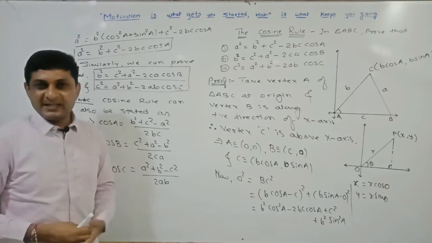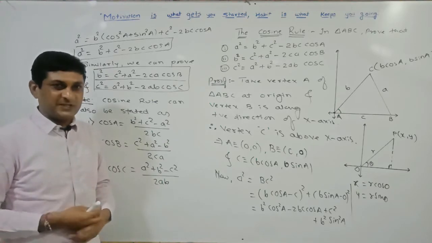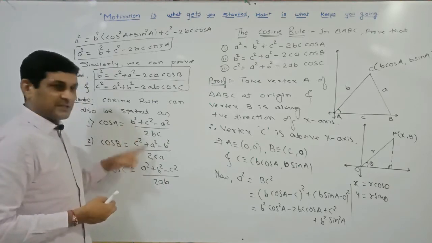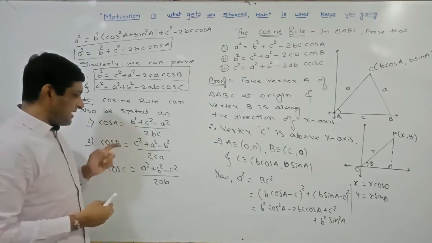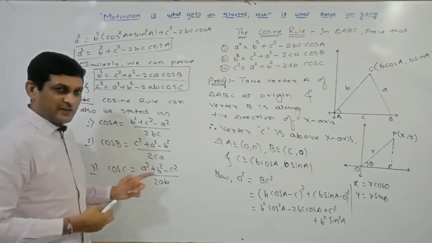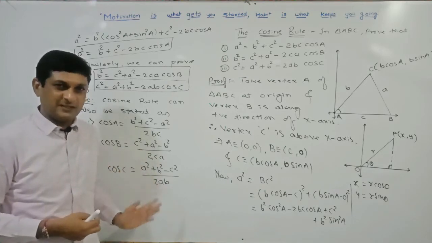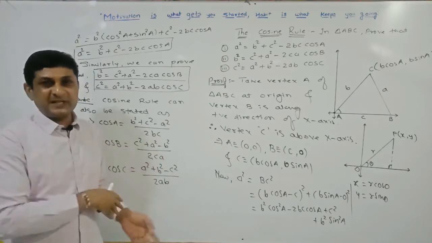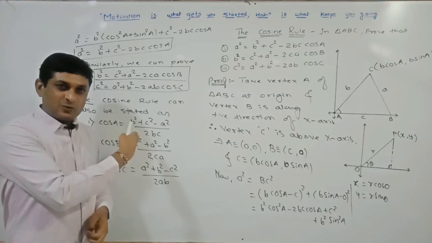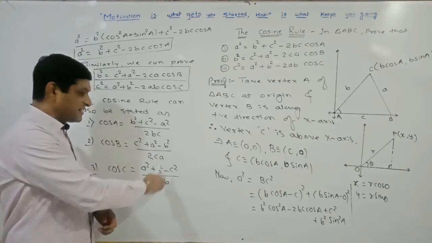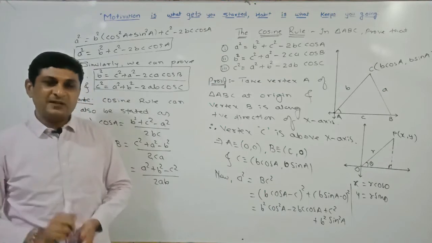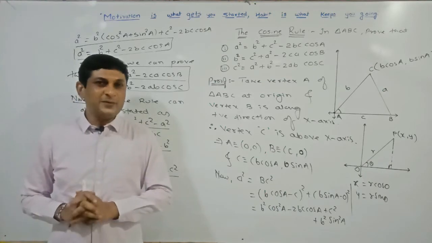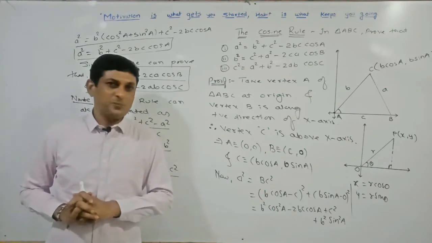While solving examples, 99% of the time we are using these results, substituting these values. Cos A can be replaced by this value, cos B by this value, and cos C by this value. So in this way we have completed the cosine rule. Now let us try to prove one of the very important theorems, which is called the projection rule.